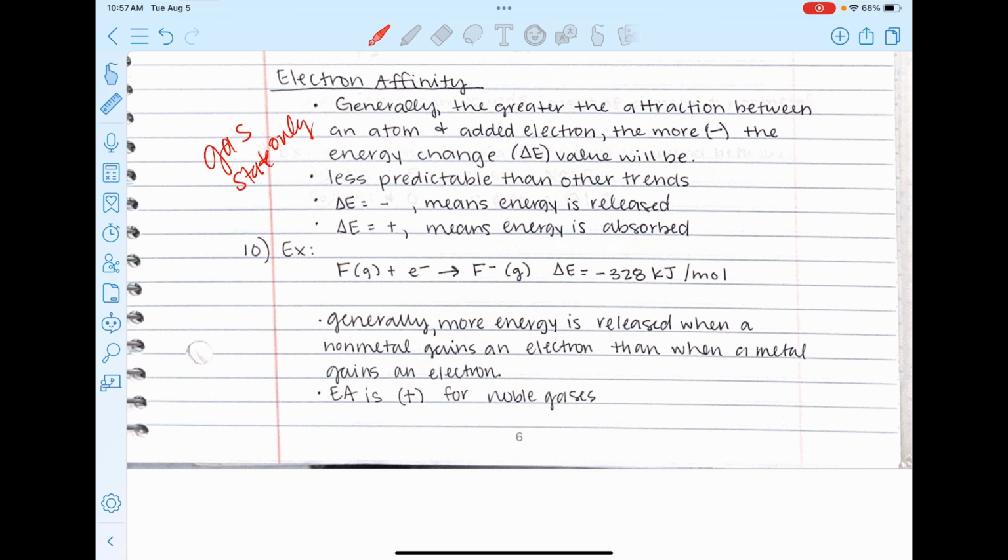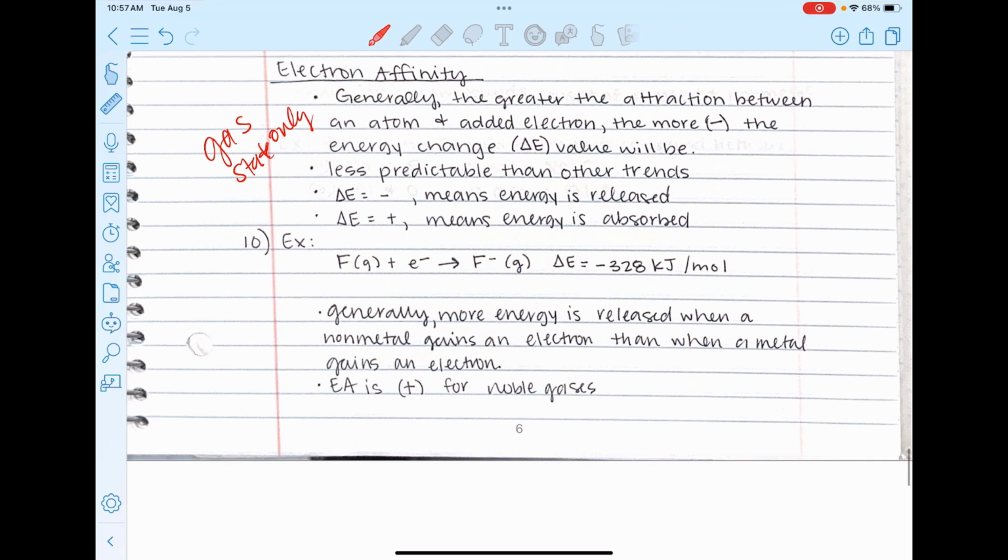So our last example here is example 10. And you're given an equation where you have a neutral gaseous fluorine atom, and you're showing that an electron, e negative, is being added to it. And when we add an electron to it, it forms the ion F negative 1, again in the gas state. And we're given a delta E in energy change, which is a hint for us that we may be looking at electron affinity. This value, in addition to the gas state, is negative 328 kilojoules per mole.